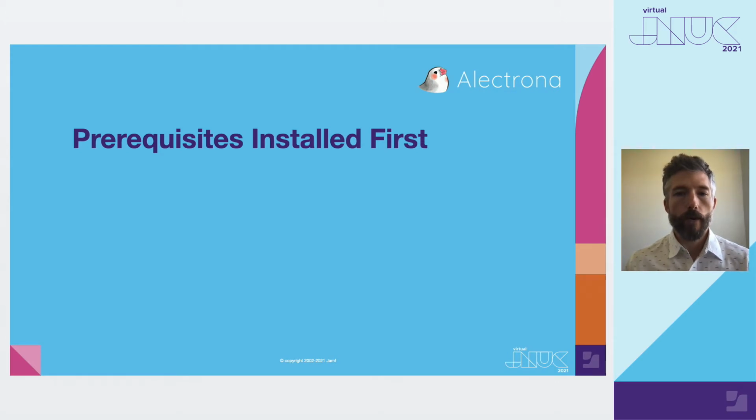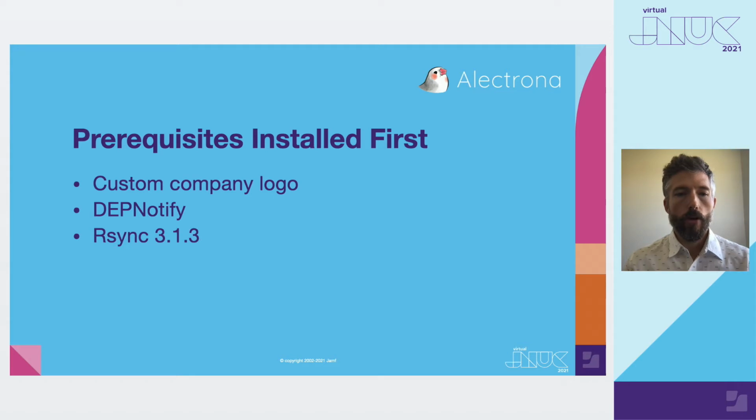So let's talk about the prereqs that we install first. So first, we get the company logo. So we want this to be a branded experience for the organization. We're also going to leverage DEP Notify during this process to give a good look and feel to the workflow and provide some progress of the workflow. We're going to install Rsync 3.1.3, and I'll explain why in a moment. And additionally, we're going to install DocUtil, and I'll explain why we'll use DocUtil in a moment as well.